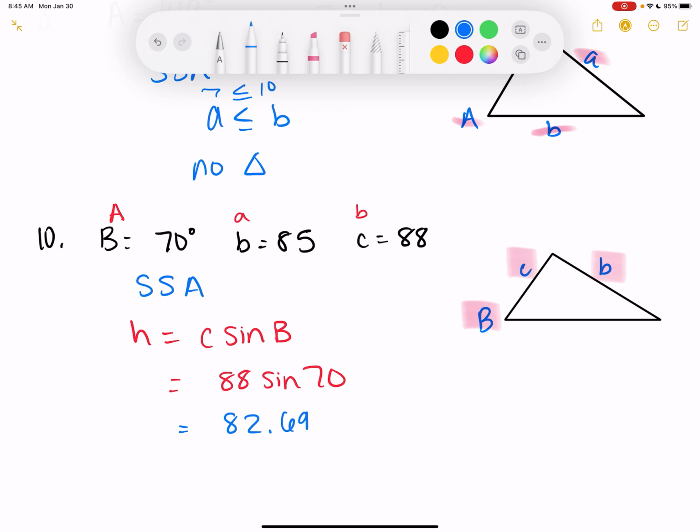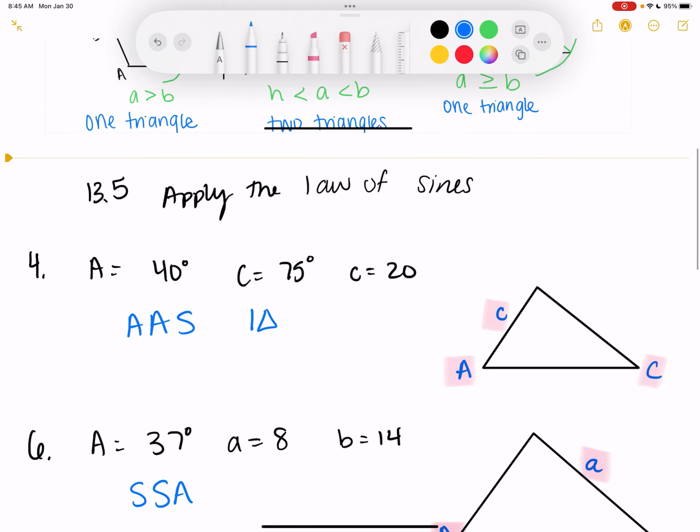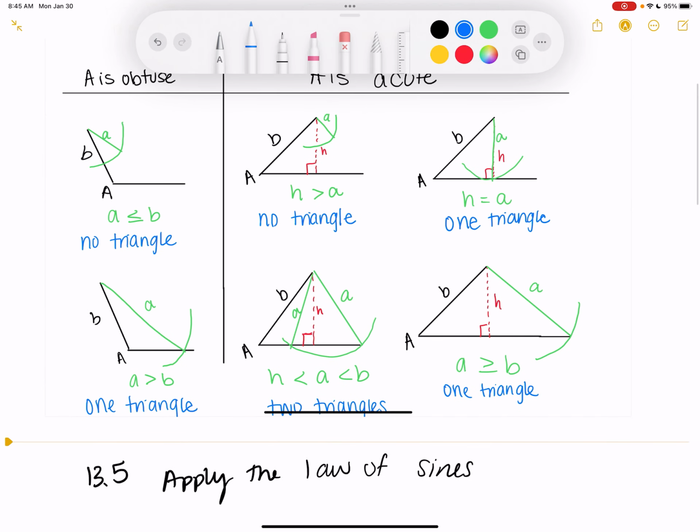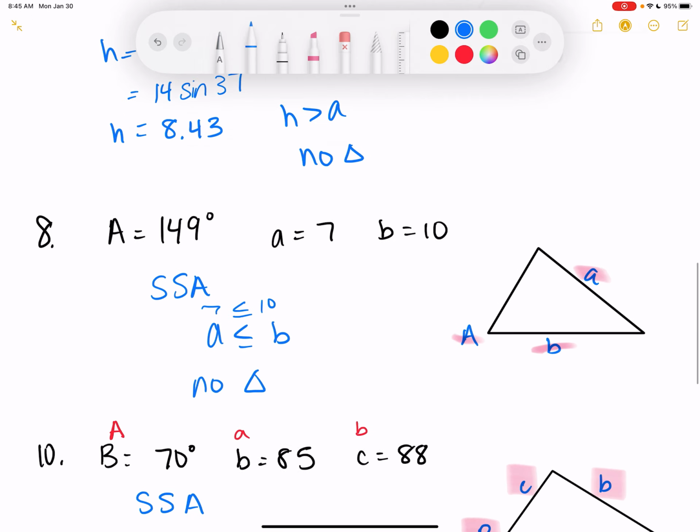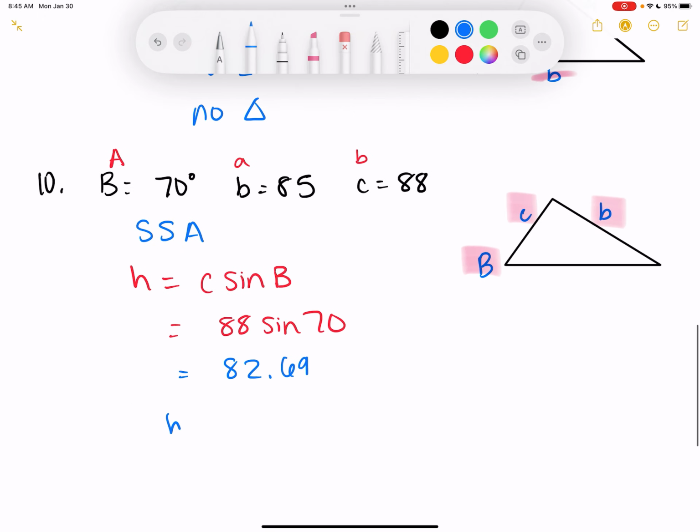So how does H relate to those? It's less than. The only option I had was that H could have been potentially equal to, in our case, B. It was not. So it's got to be H is less than A less than B, which means two triangles. So H is less than B is less than C for our scenario, which means two triangles.